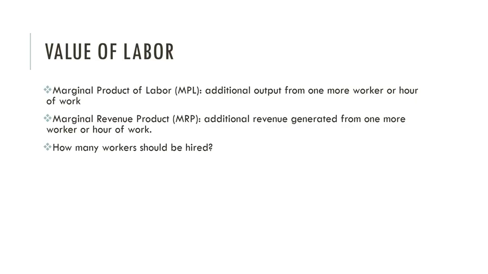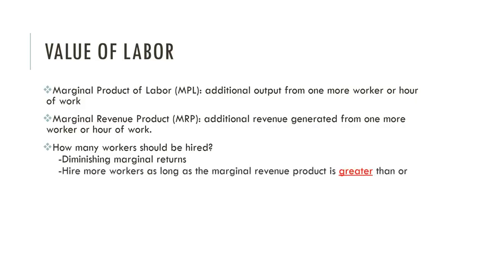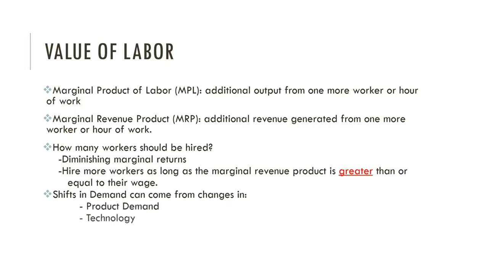And so we want to think about how many workers should be hired. There's diminishing marginal returns, so we can have a lot of people and they're not able to produce as much as the earlier people. We'll look at an example in a second. But the idea is that we want to hire more workers as long as that marginal revenue product is greater than or equal to their wage. Shifts in the demand are going to come from things like product demand, technology, productivity, number of firms. These are all things that are going to impact how valuable it is to have workers.